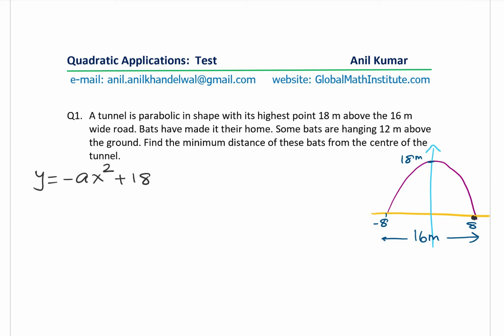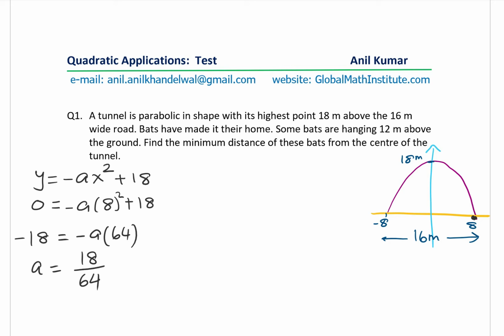So the road is 16 meters wide. That means on each side it is going to be 8 meters, and the height will be 0. So we can write this y value as 0 and x value as 8. So we get 0 equals minus a times 8 squared plus 18. Now we can solve this taking minus 18 to the other side. Minus a times 8 squared, which is 64, gives the value of a as 18 over 64. Negative negative cancel, which is 9 over 32, right? So we get the value of a as 9 over 32.